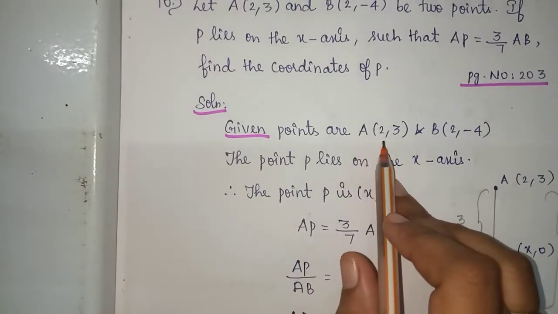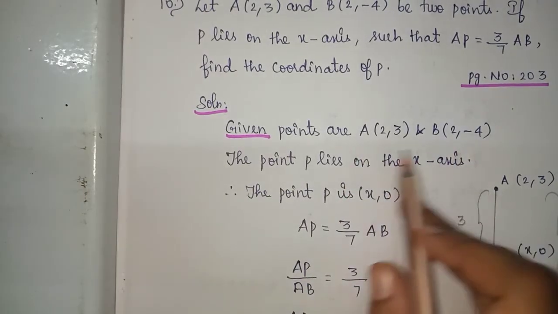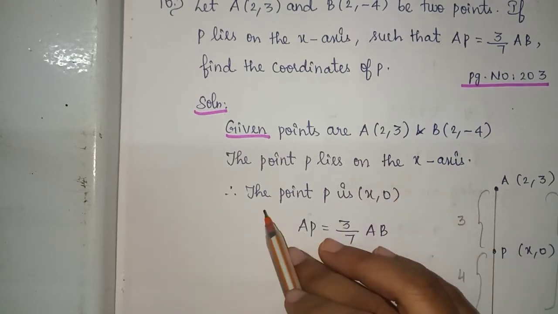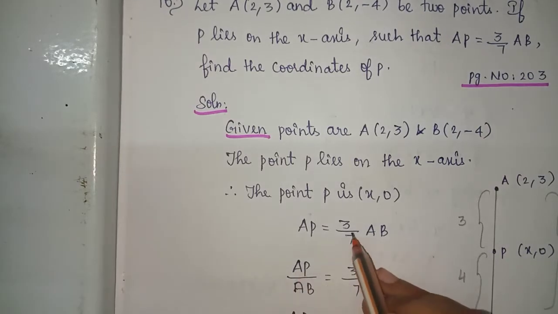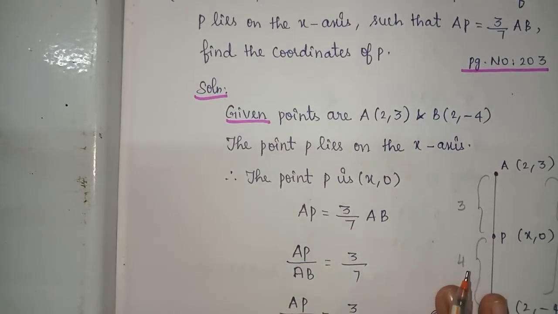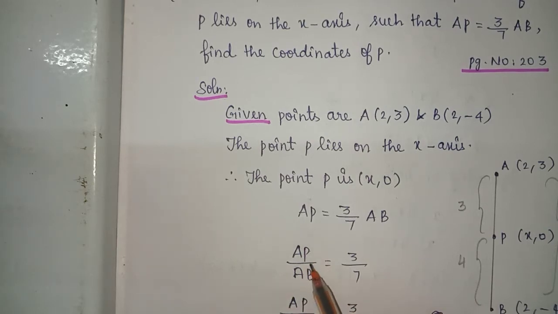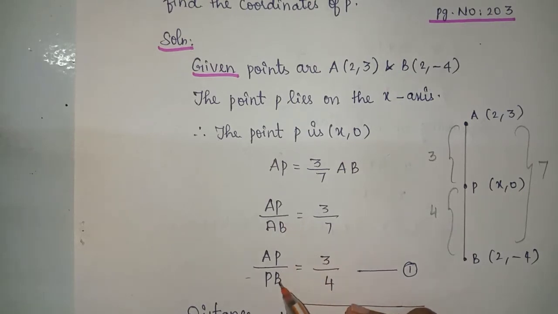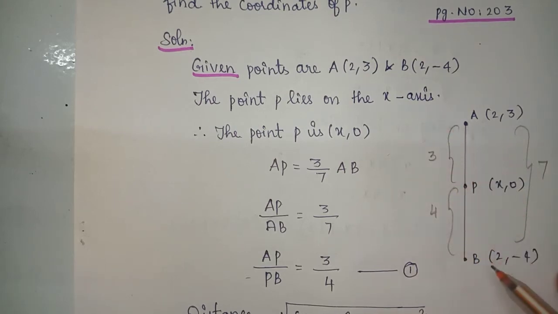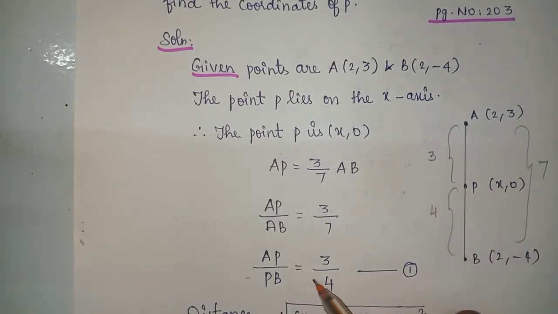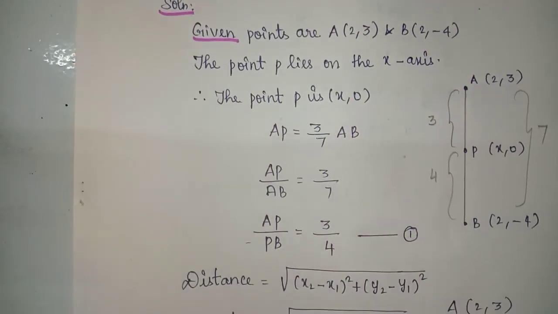Given points are A (2, 3) and B (2, minus 4). The point P lies on the x-axis. Therefore, the point P is (x, 0). Also given that AP is equal to 3 by 7 of AB. So we are just taking AB to the left hand side, AP by AB is equal to 3 by 7. Then AP by BP. Instead of AB we are putting BP, because if the AP distance is 3 and AB is 7, then 7 minus 3 gives 4. So AP by BP is equal to 3 by 4, which is your equation number 1.